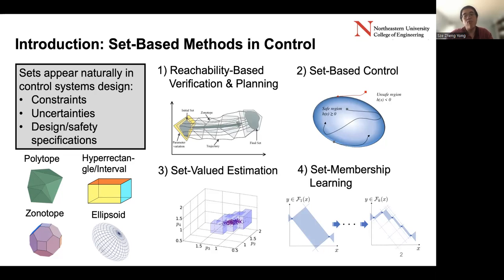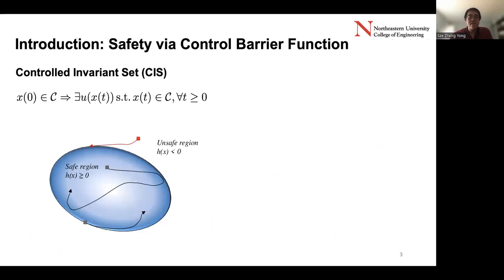This talk will be based mostly on the last three of these, and we are combining all of them. To some extent, we can view robust control barrier functions as a set-based control method, where we apply set-valued estimation and set membership learning to deal with uncertainties.